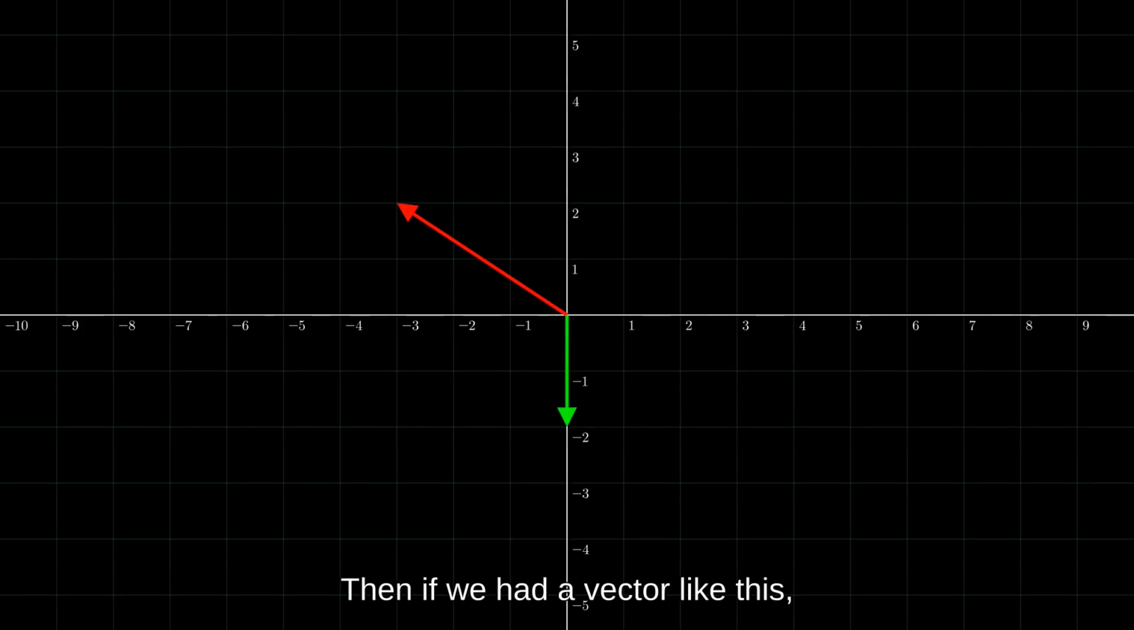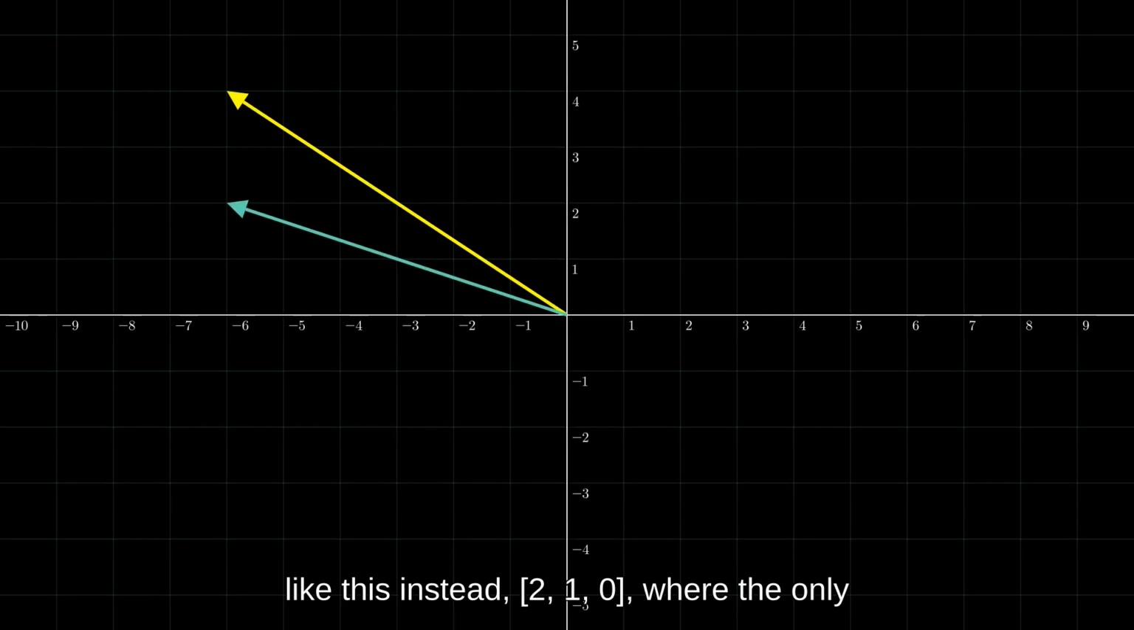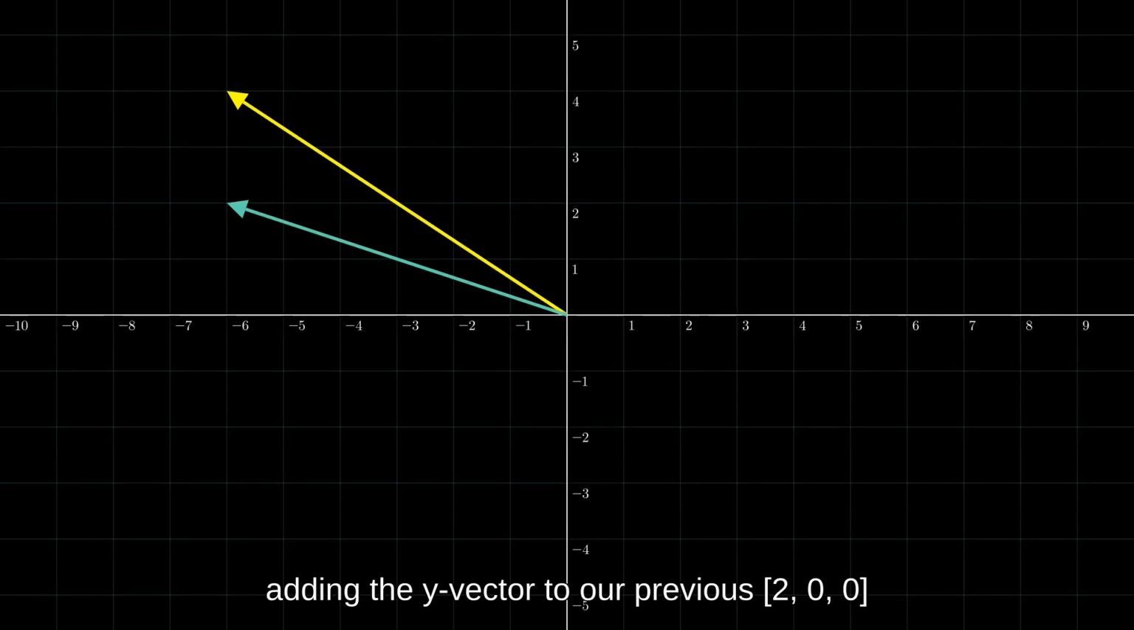Then, if we had a vector like this, 2, 0, 0, in this coordinate frame, it would result in this larger version of this weird vector, since it's just a version of it that's scaled by 2. If we had a vector like this instead, 2, 1, 0, where the only difference is that 1 in the y coordinate, then we're essentially shifting this vector by our weird y vector. We are adding the y vector to our previous 2, 0, 0 result.